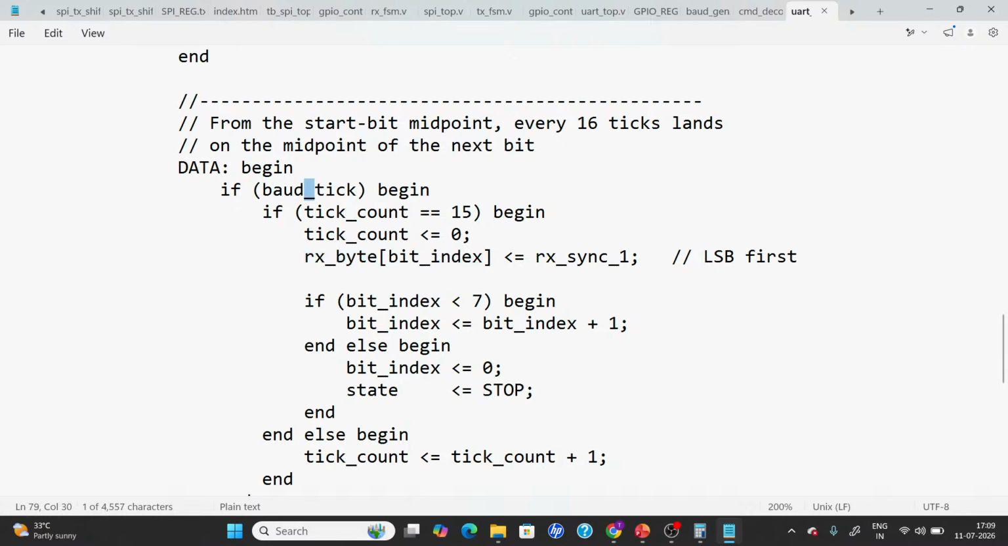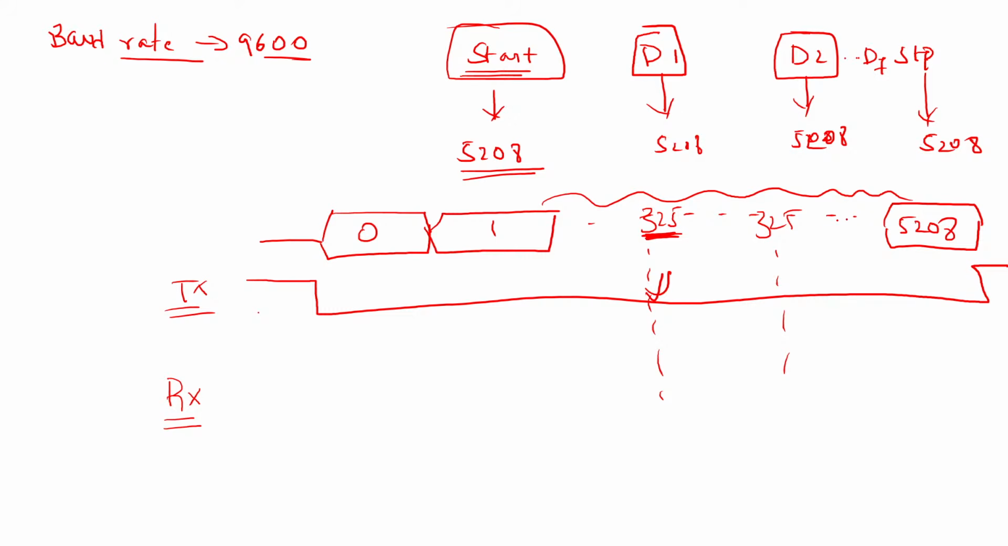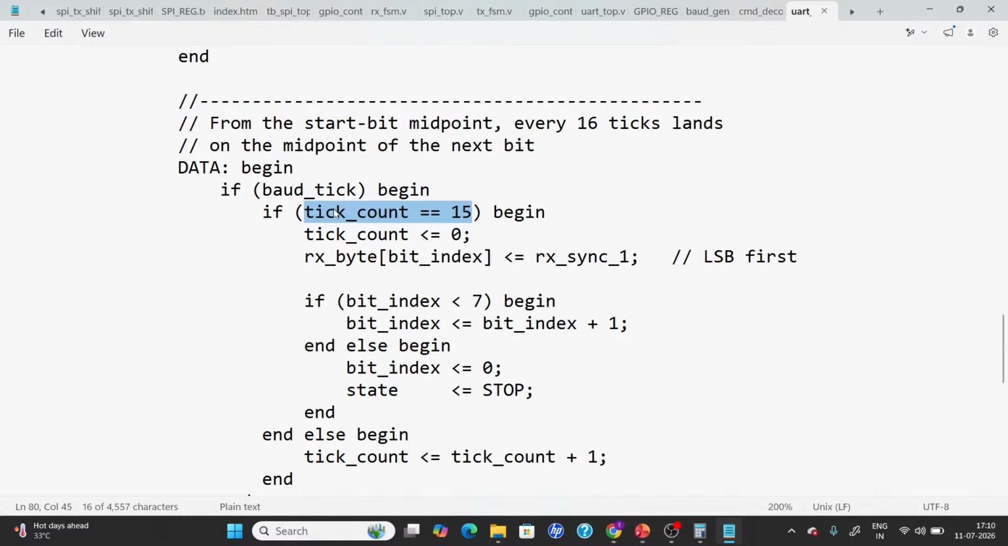Here you can see baud_tick equal to 1, and we are going to sample our data. And when are we going to store our data? When our tick count is equal to 15. That means after completing the entire sampling, because we are sampling 16 times, right? So that's the reason. If tick count is equal to 15, I'm going to make tick count 0 and sample the final data.